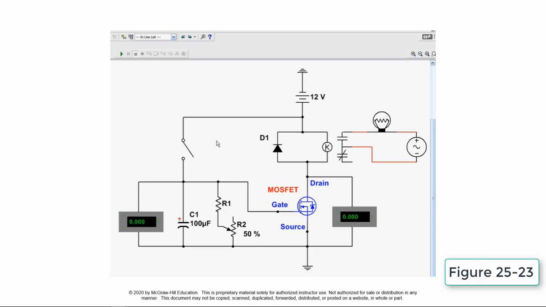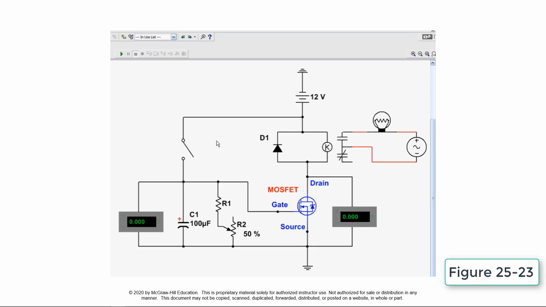This circuit simulates the operation of a MOSFET off-delay timer circuit. With the switch initially open, a voltage is applied between the drain and source, but no voltage is applied between the gate and source. Therefore, no current flows through the MOSFET and the relay coil will be de-energized. Closing the switch results in a positive voltage being applied to the gate, which triggers the MOSFET into conduction to energize the relay coil and switch the state of its contacts.